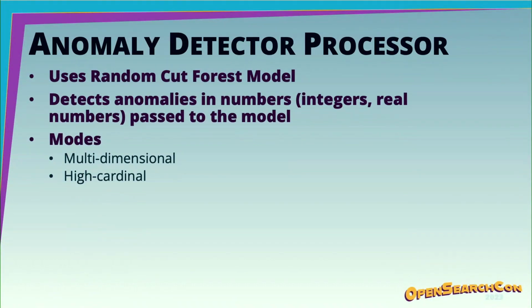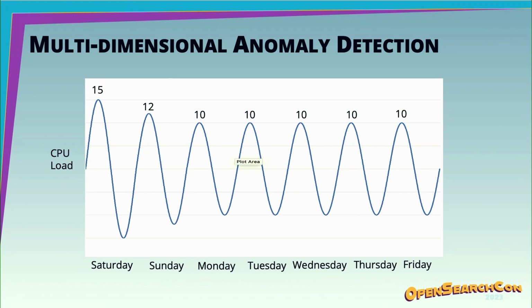The anomaly detector processor in Data Prepper uses the Random Cut Forest model. This is the exact same code used by other AWS services like Kinesis, SageMaker, or OpenSearch. It can detect anomalies in number-based data in the input coming into Data Prepper. As shown previously, it can work on single-dimensional input, but it can also work on other modes like multi-dimensional and high cardinality modes. I'm just going to give brief examples of each of them.